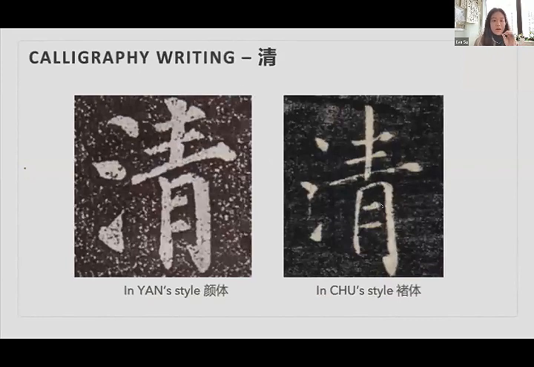As you remember from what I showed you before, there are four masters. The first three are a little bit similar, so I selected the most different ones, the first and the fourth, from Yan Zhenqing and from Chu Suiliang. One is in Yan style, and the right part is from the Chu Suiliang style. So I will introduce how to write Qing in these two styles. Okay, so let's get ready with me. I will stop sharing and change my camera to my table, and you can get your tools ready and let's start.